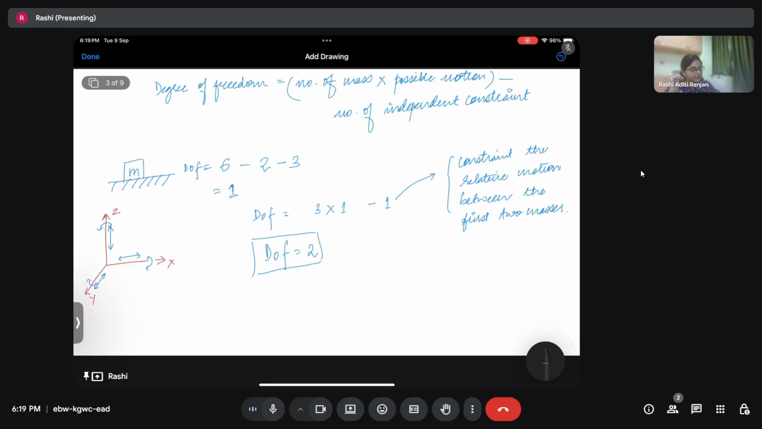I hope this is clear. The question is, why do we need to even think about the degrees of freedom? When we are modeling a system, it is very important that we know about the degrees of freedom, because on the basis of degrees of freedom only, we are going to find out the number of equations.